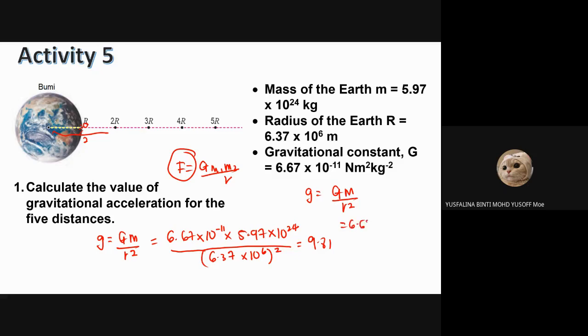Okay, 6.67 times 10 power of negative 11, 5.97 times 10 power of 24. But the r is 2r, right? So 2 times 6.37 times 10 power of 6, and you have to square it. So what's the answer that we will get? 4.91. Okay. How come, Avinash? You got only 4.91. We can get 8.07. Why is your gravity like that? Calculate again.